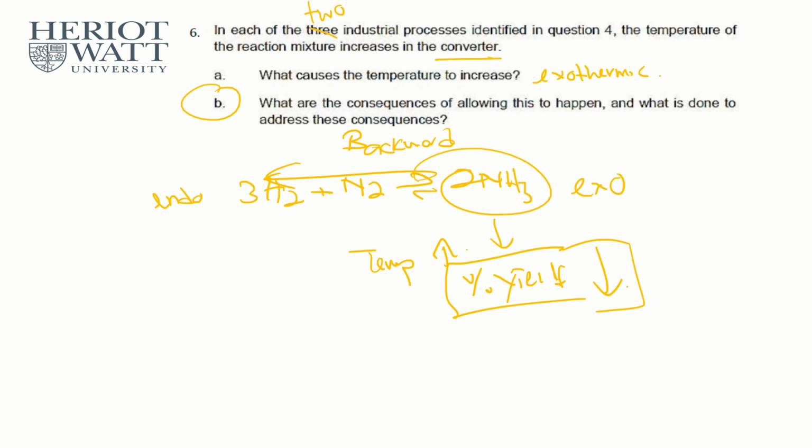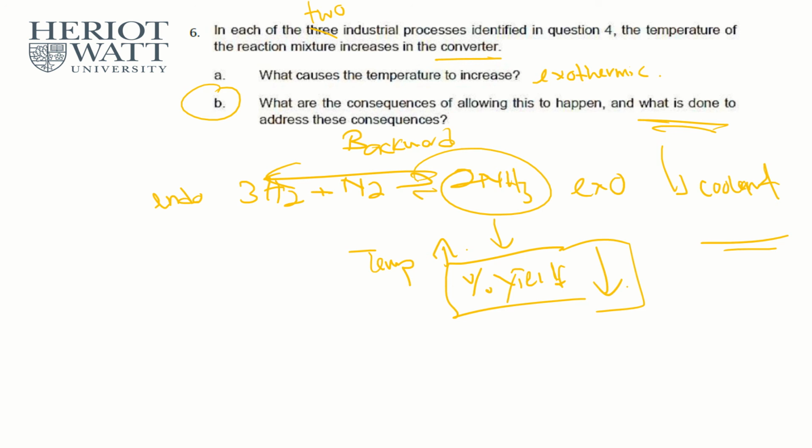And what is done to address these consequences? And what have they done to avoid this? In the converter, we need a coolant. Okay, we need a coolant. Just like our car engine, we have a coolant system to bring down the temperature of our engine, to maintain the temperature of our engine combustion, right? Otherwise, it will overheat, and what happens? The car will stop. You burn the engine. So we need a coolant in this case so that the temperature is more or less maintained at 450 to 550, not higher than that, even though it's an exothermic reaction.